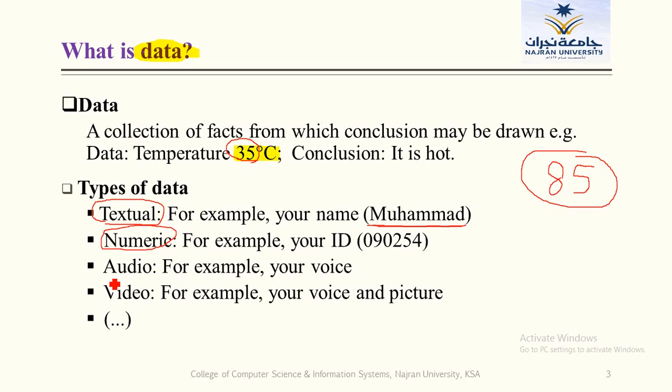Then we have audio. For example, your voice. This is also data. On the base of audio, sometimes we make conclusions. We have another form of data, that is video. For example, your voice and picture. So video, we have different videos that we have watched. So these are the 4 main types of data that we are using nowadays.